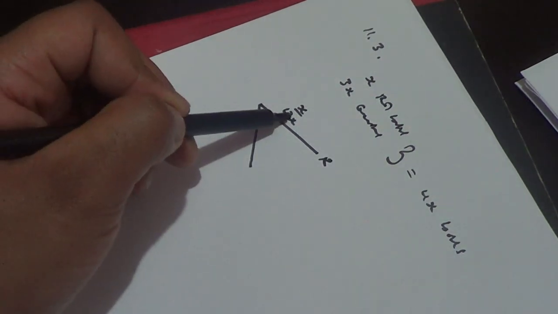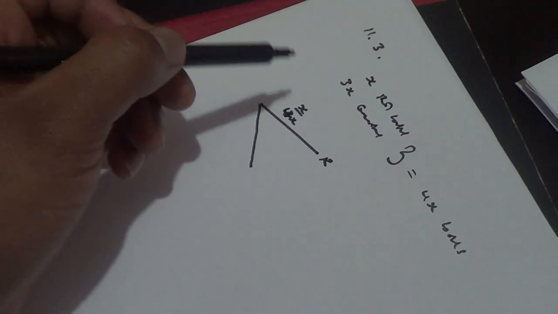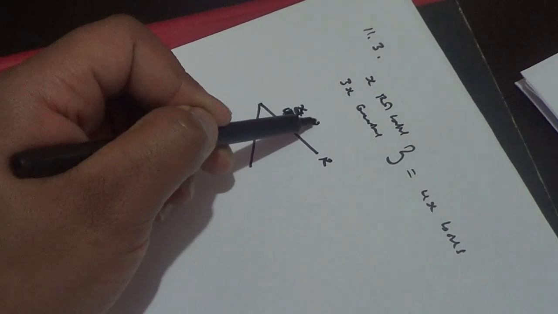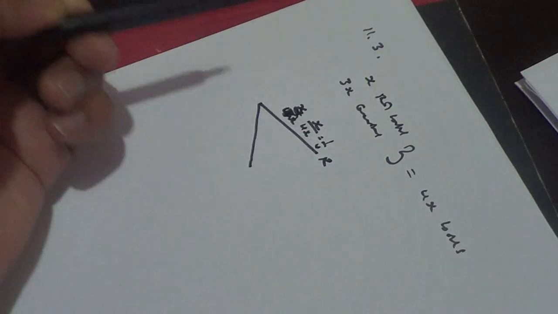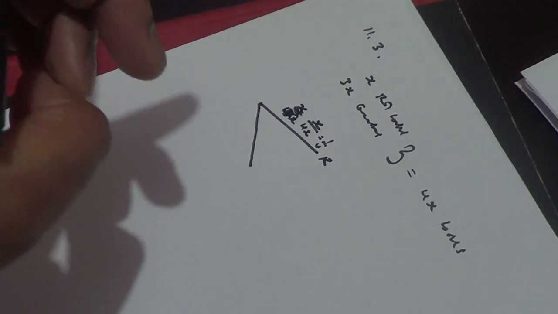Total is 4x. Hey, Wenda, what are you trying to do? You're trying to commit suicide. This is x over 4x, which is simply 1 over 4. Okay, it's a quarter. So we are sorted there for now.